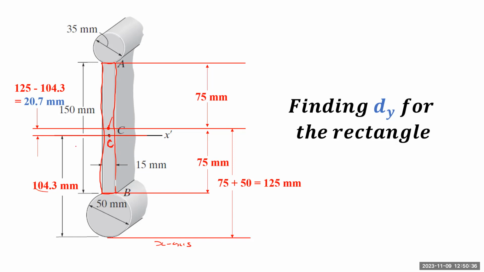Now, a couple of things you need to establish. What is the distance between the center of the figure and the base where the x-axis is? If you work it out carefully, you'll find that from here to here is 75, but from here down to here is 50. So you have 75 plus 50, which gives you 125 millimeters. Everybody agree with that?